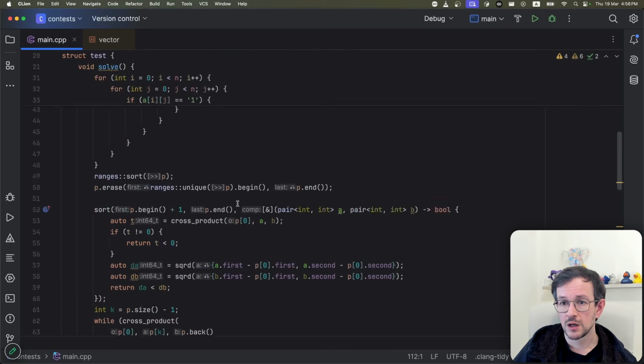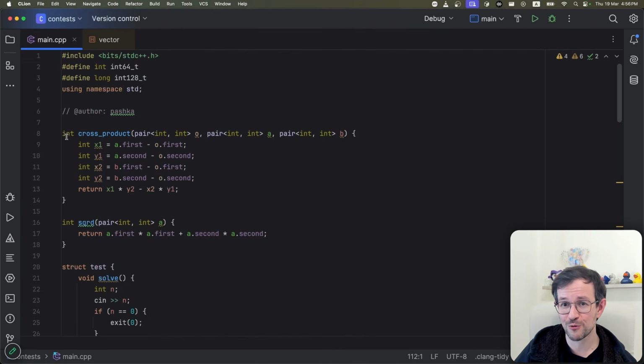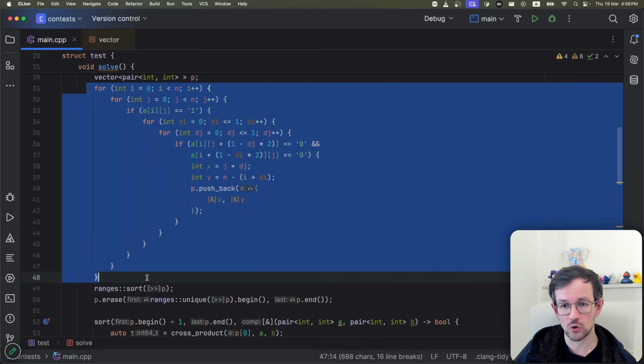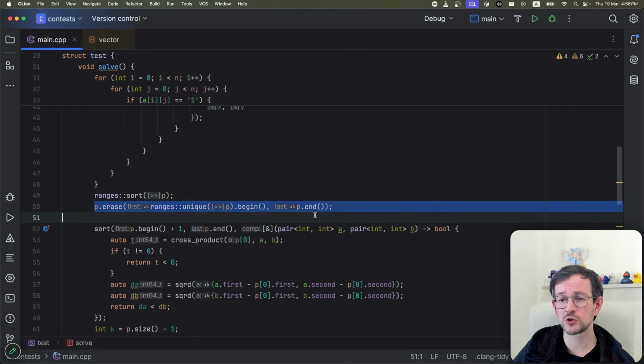Okay. So that's the full solution with all homebrew, a little bit of geometry. Out of all geometry, what I need is cross product and distance, basically. So it's the square of the distance. Here I find all interesting points, put them, sort them. I actually need this sort only to find the minimal lexicographically. I could just find the minimum and put it in the first position, but who cares? I also remove duplicates.